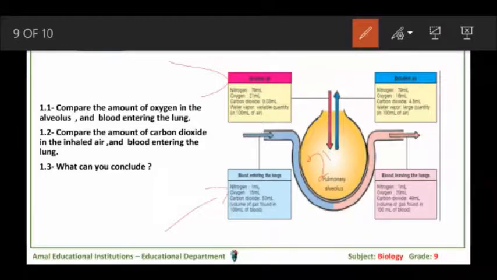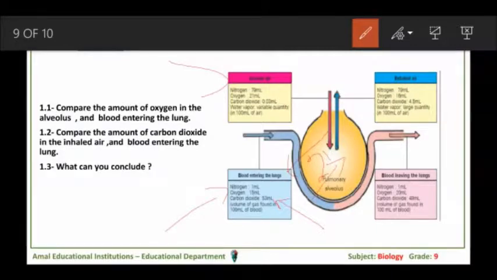Look at the carbon dioxide, it is 0.03, while in the blood entering the lung coming from the organs, it is 53. So according to concentration gradient, as we said before, oxygen will diffuse from the alveolus to the blood, and CO2 diffuses from the blood to the alveolus.